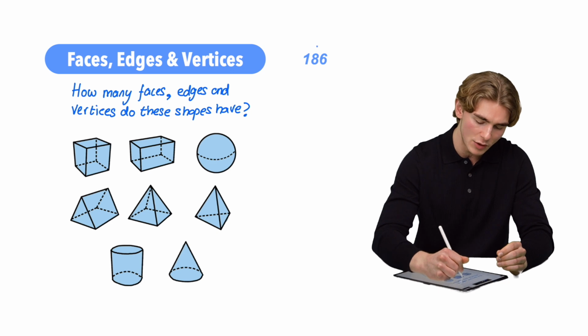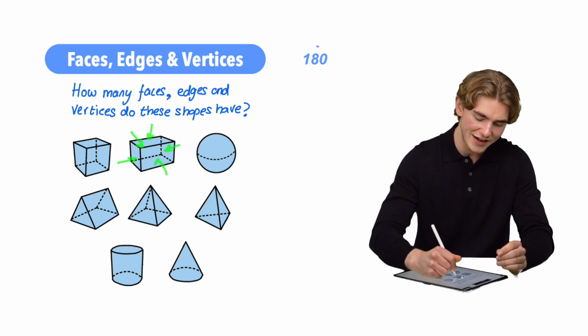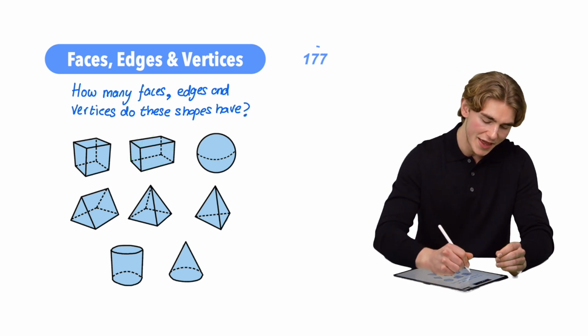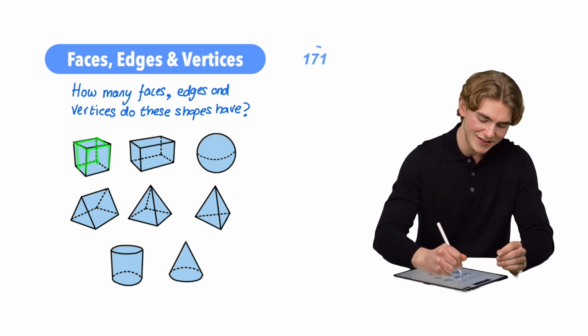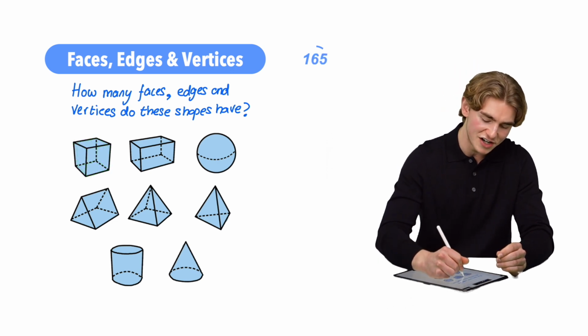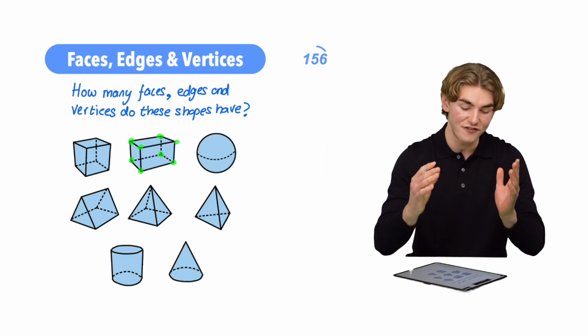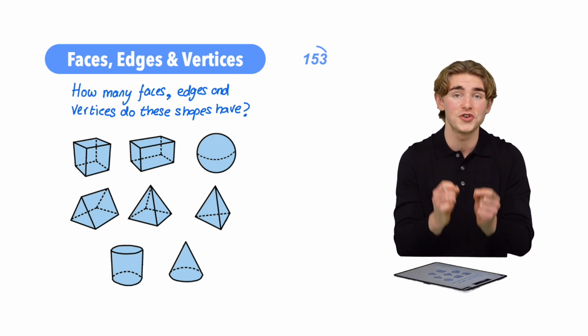What is it going to be? It's going to be 1, 2, 3, 4, 5, and 6. Our edges, what's it going to be? It's going to be 1, 2, 3, 4, 5, 6, 7, 8, 9, 10, 11, and 12. And finally, our vertices, moving back to our cuboid, it's going to be 1, 2, 3, and 4, 5, 6, 7, and 8. And like I say, faces, edges, and vertices for our cube and our cuboid are going to be exactly the same.